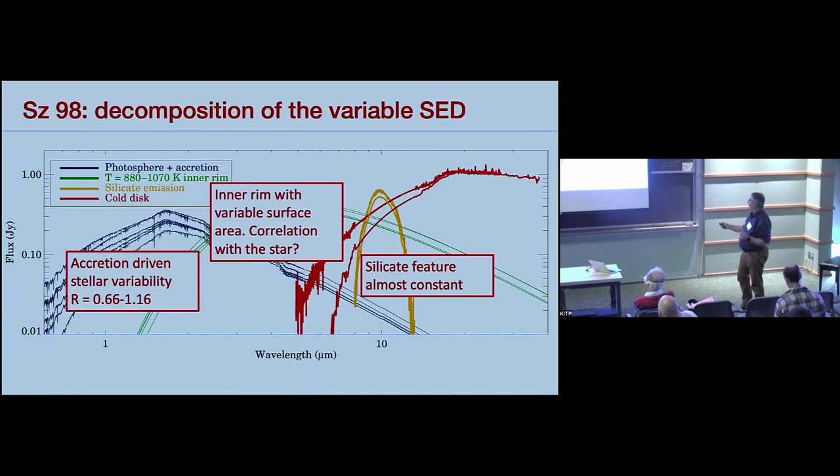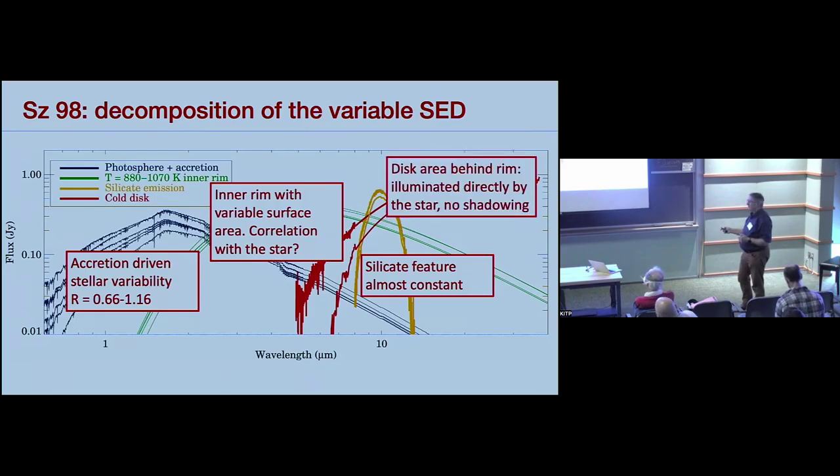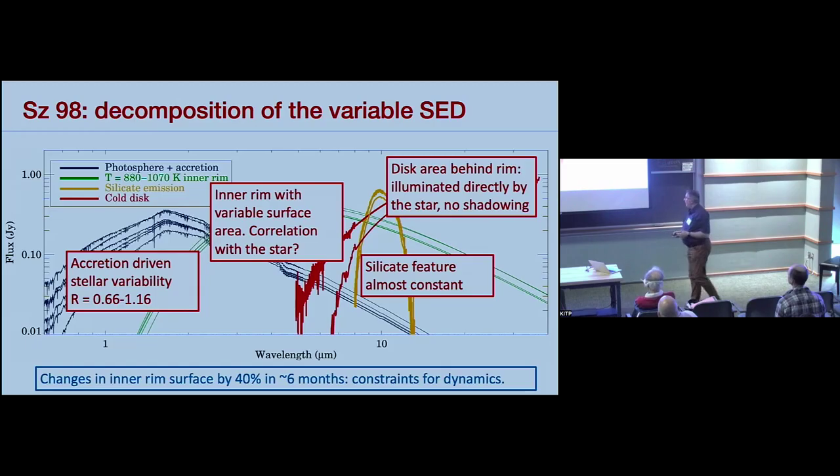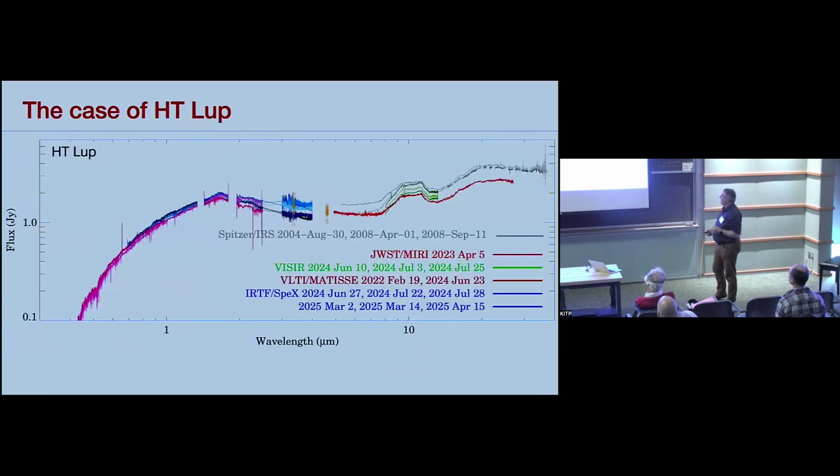It's a sample of 2 points in astrostatistics, and we don't see any shadowing. Probably the outer material we have to place somewhere above this inner rim to get directly illuminated by the star. And we have a constraint on the time scale that in 6 months we have a change in the rim surface by about 40%.